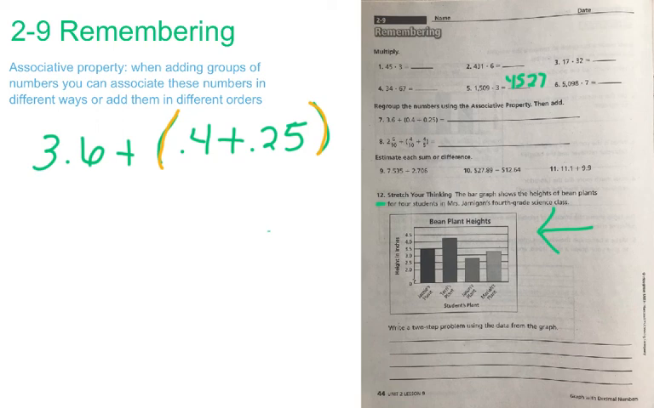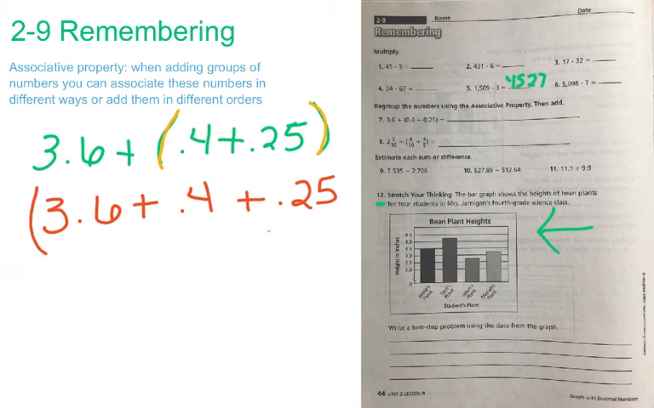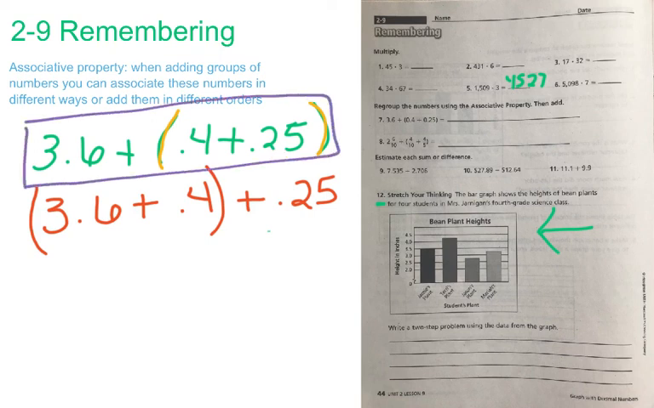So what you can do to write it in a different way is you take your numbers 3.6 or 3 6/10 plus 4/10 plus 25 hundredths, and you can associate them in a different way or pair them together in a different way and still come up with the same answer. So here, if you take 3 6/10 plus 4/10 plus 25 hundredths, you're going to get the exact same answer as you would have if you added it the first way. So that's the associative property. You're just changing the order in which you add the numbers together.